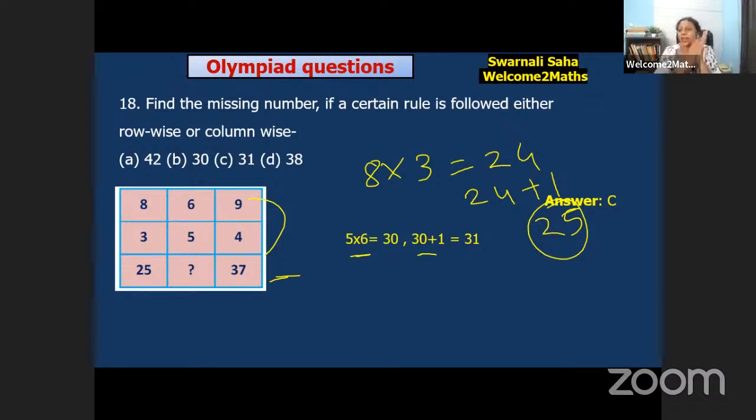Very good. You solved many questions. You will get a good score. All of you will get a good score in Olympiad exams. In pattern questions, you have solved really very well. C is the answer.